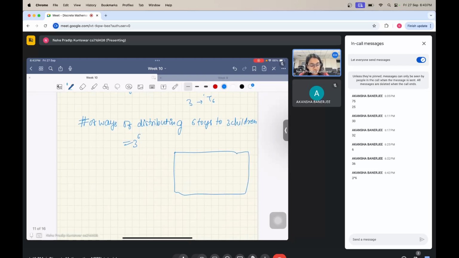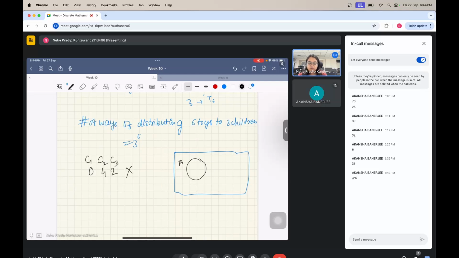So let's say this rectangle represents all the possible ways in which you can distribute the toys, and let's say this set A is the set of bad sets where there is a child C1 who does not get any toy. So that is a bad event for us. You can't distribute it like 0, 4, and 2, where child 1 gets 0, child 2 gets 4, and child 3 gets 2.